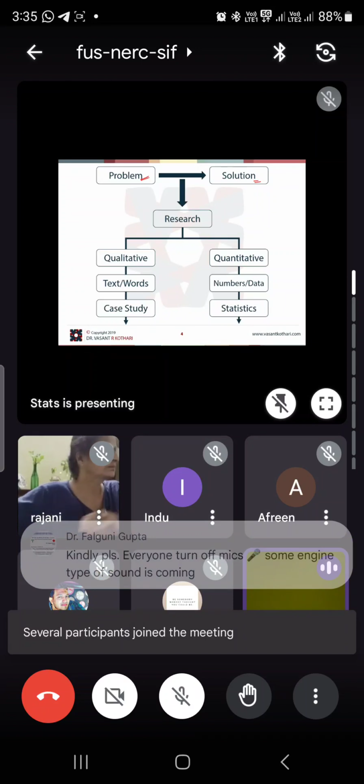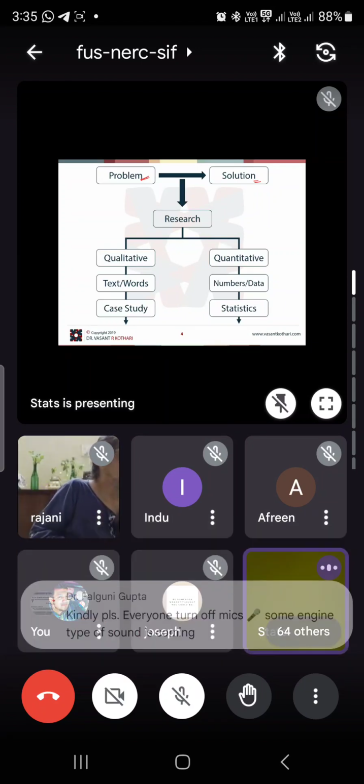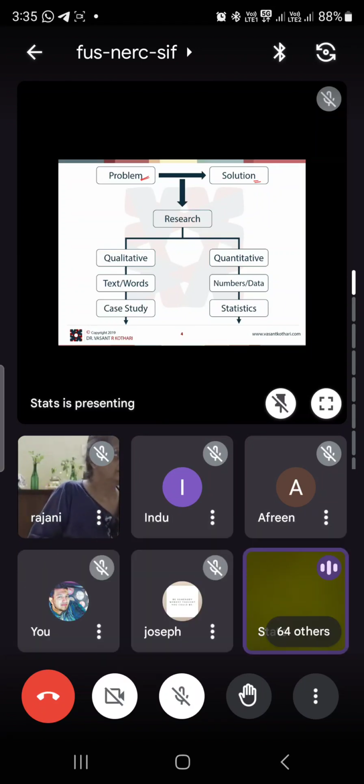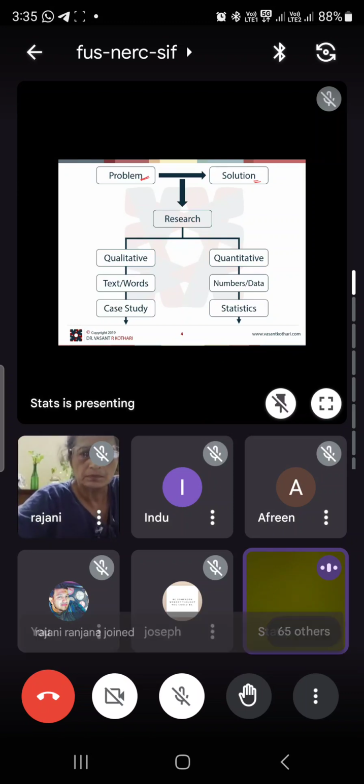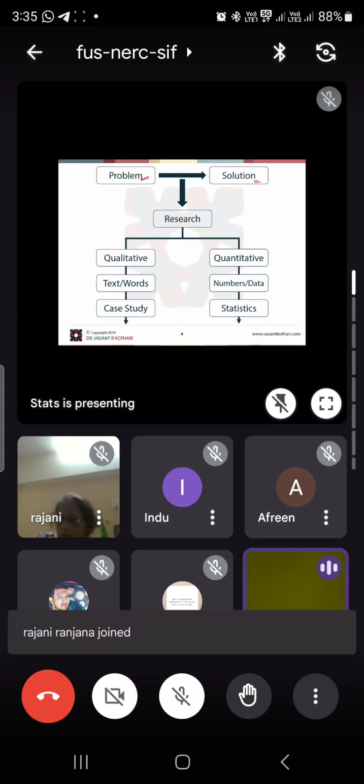Now, when we talk about qualitative research, it's like text, words, and case studies, which is widely used in psychology. But at the same time, we do have quantitative research also, that is numbers and data. And when numbers and data are there, we need to use statistics.